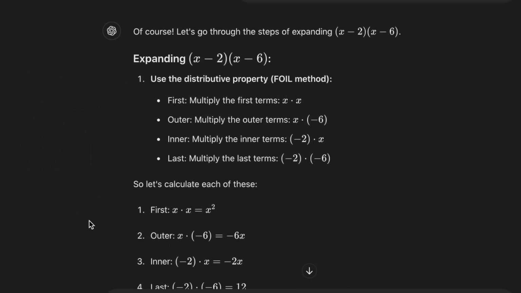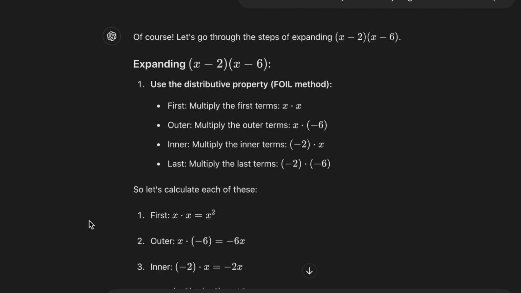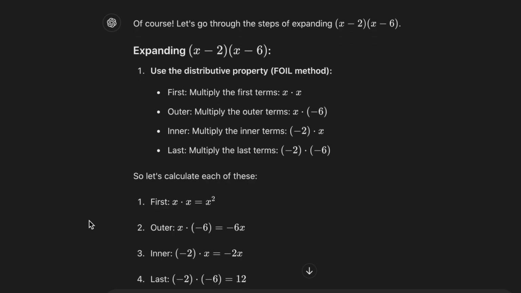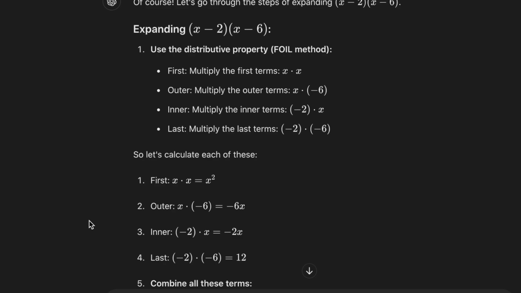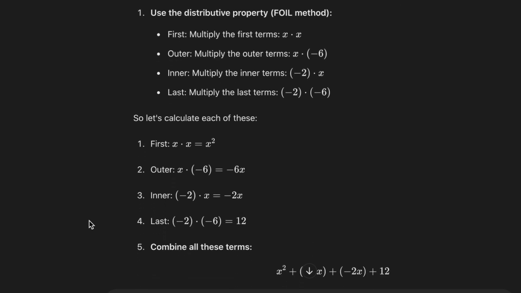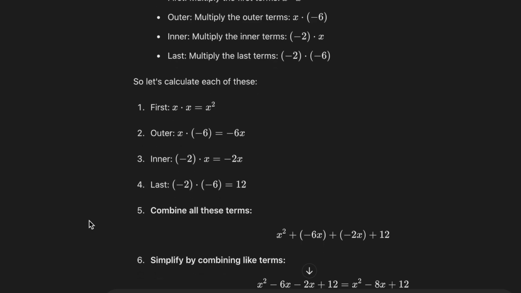Of course, let's go through the steps of expanding (x minus 2)(x minus 6). 1. Use the distributive property, the FOIL method. First, multiply the first terms, x times x. Outer, multiply the outer terms, x times negative 6. Inner, multiply the inner terms, negative 2 times x. Last, multiply the last terms, negative 2 times negative 6. So let's calculate each of these. 1. First, x times x is x squared. 2. Outer, x times negative 6 is negative 6x.